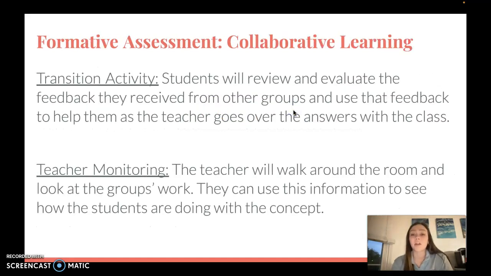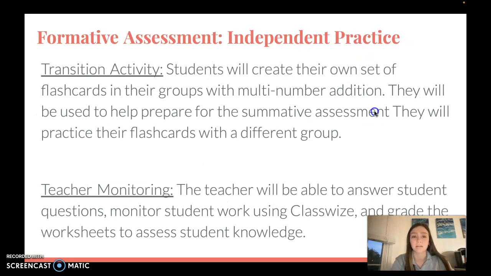During collaborative learning, they are going to get in those groups of 4 to 5 and get feedback from their groups. And so the teacher will keep an eye on the group's work and use that information to see how students are doing with the concept. So she or he is going to be able to give them lots of time to work, practice, and solve these problems on their own, and use their work and what they are seeing as a place marker of how the kids are doing in this subject.